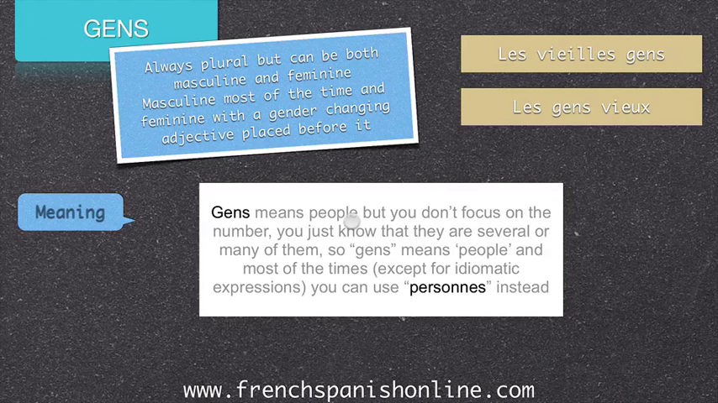Gens means people, but here you don't focus on the number, you just know that there are several or many of them. Gens is like the sum of individuals, so that's why you can use the word people in English to translate it most of the time. Except for idiomatic expressions, you can also use the word personne in French instead of gens.